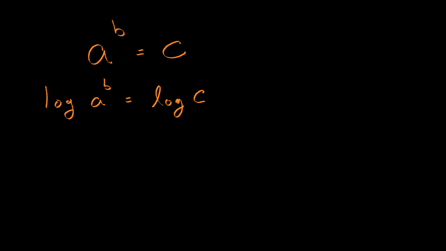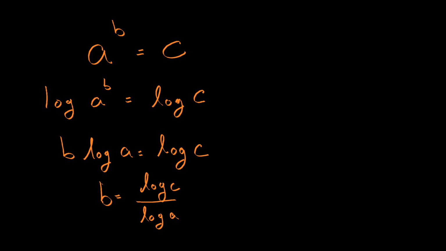Take the log of both sides. Log of A to the B equals log of C. Now, thanks to the magic of logs, log of A to the B is equal to B log of A. And that's going to still be equal to log of C. Then you just divide each side by log A. You get B equals log C over log A. So your exponent is equal to the logarithm of one number divided by the logarithm of the other.